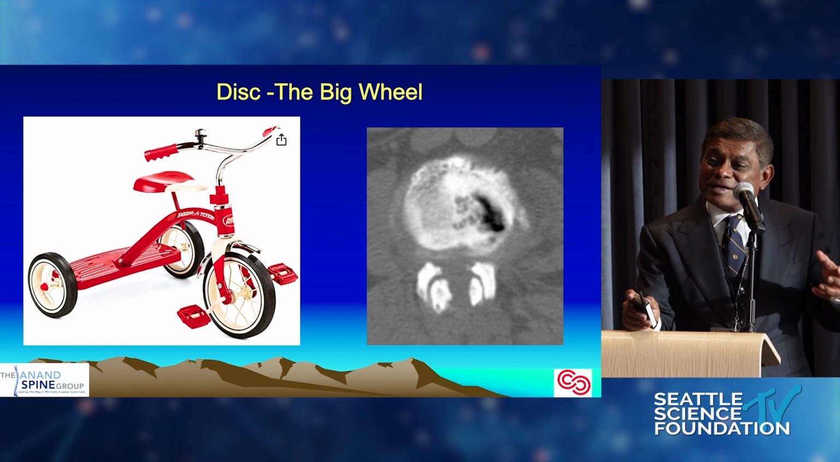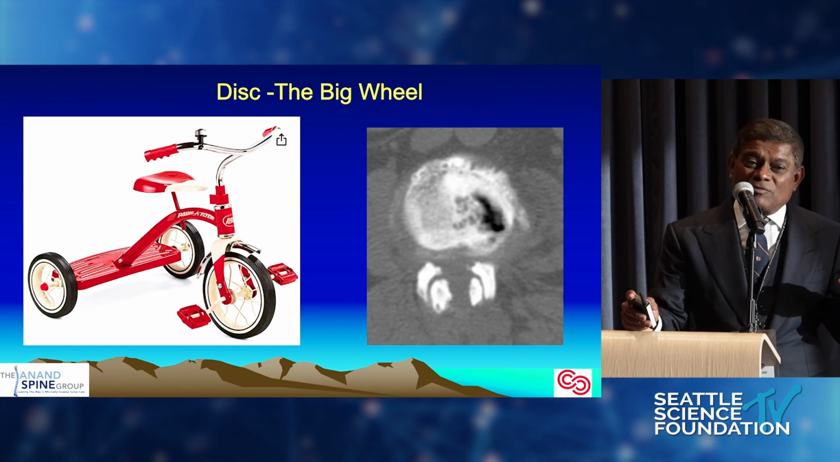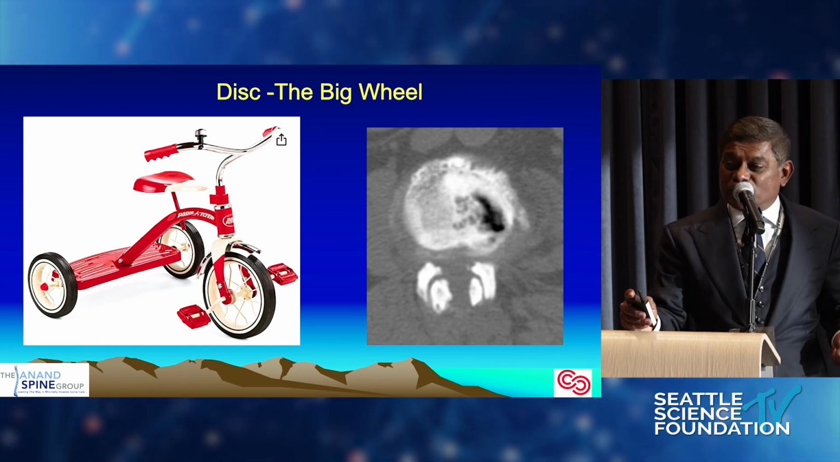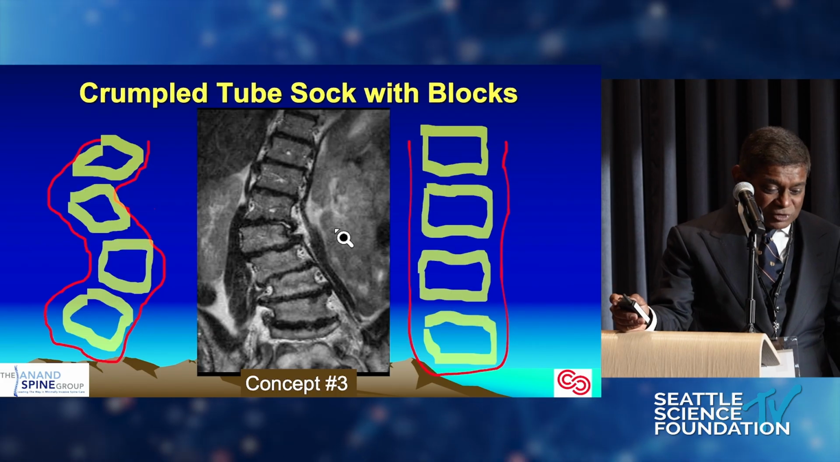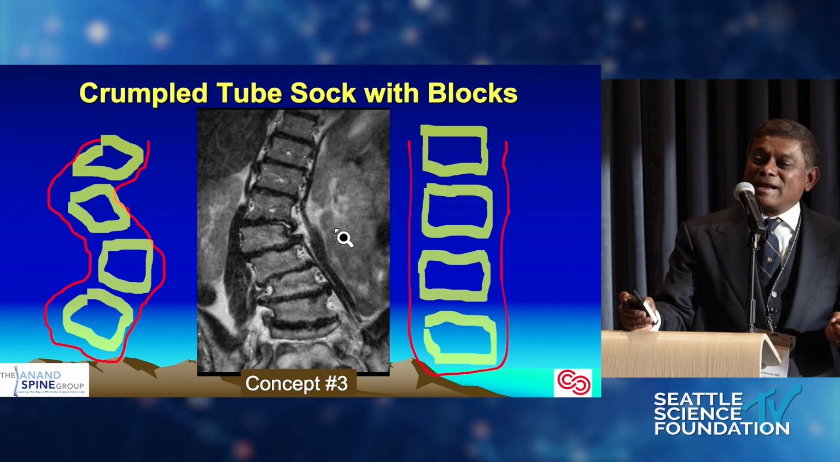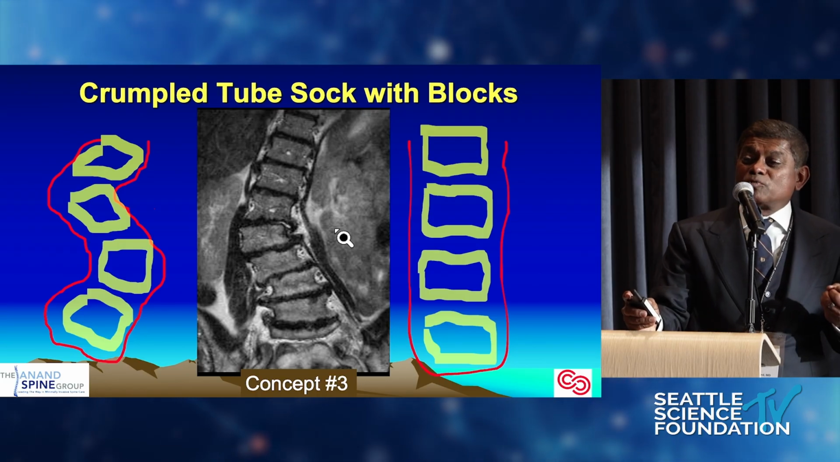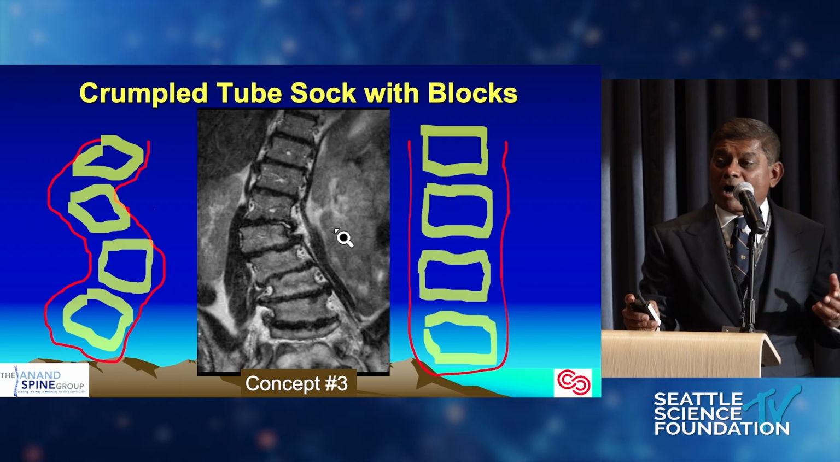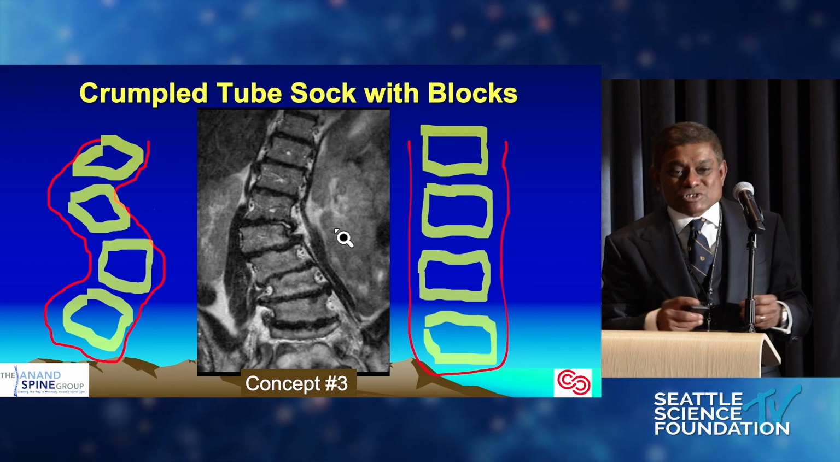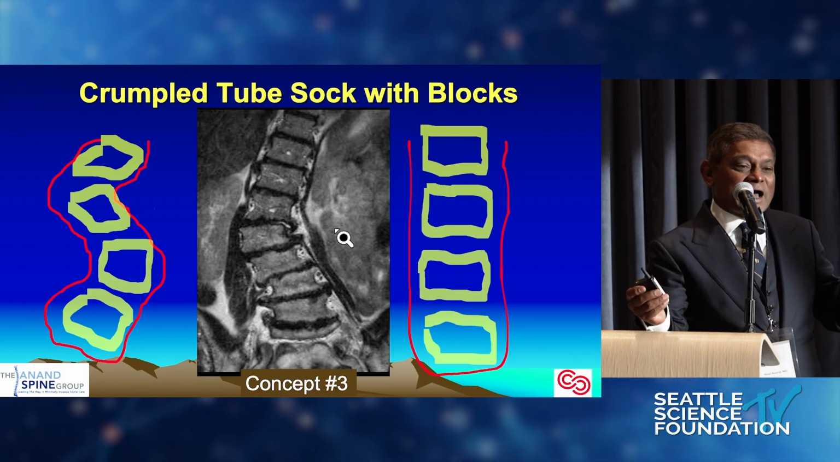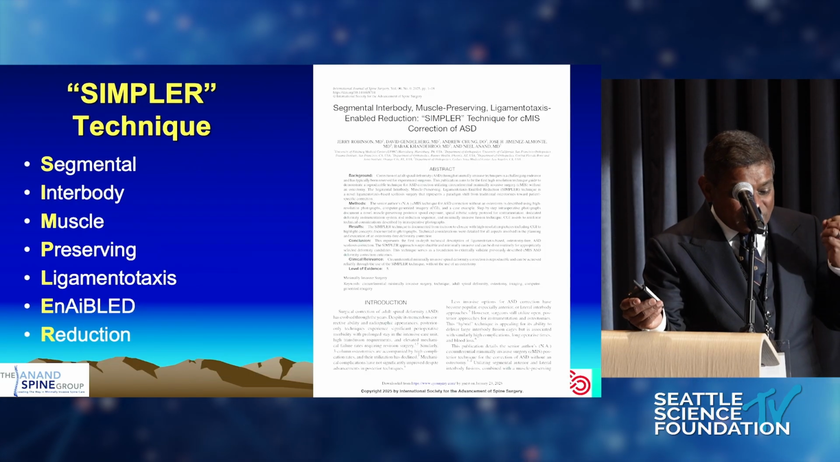Anyway, the key is the disc. That's your big wheel. That's the driving force of scoliosis. Go for the disc. It's your big thing on the spine. That's where everything is happening. Go for the disc. The analogy is, again, a bunch of blocks in a crumpled tube sock. You straighten the sock up, the blocks have to line up. It's very simple. You just straighten the spine out. That's what deformity is.